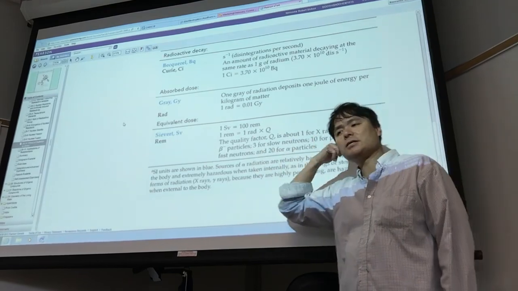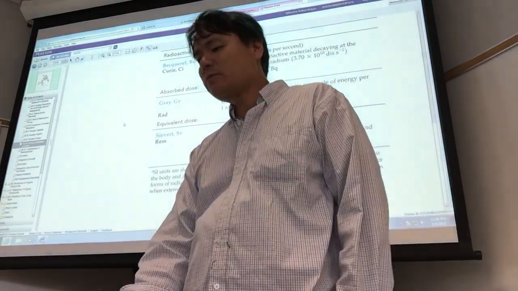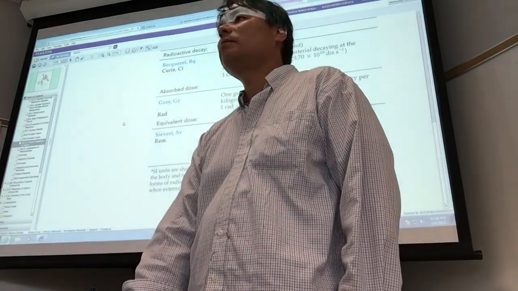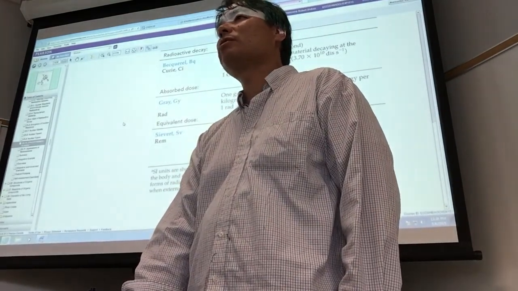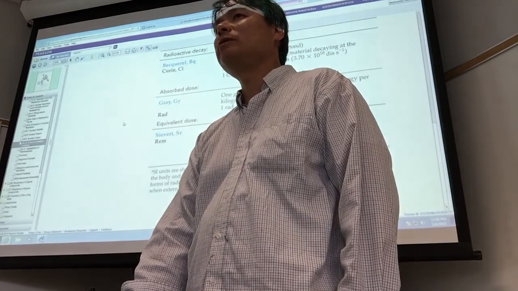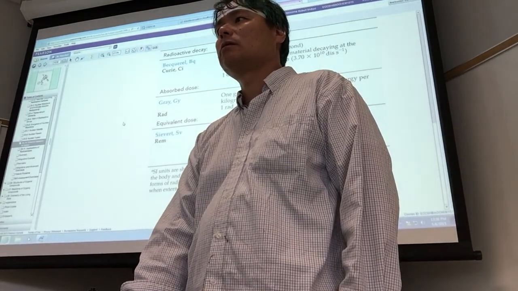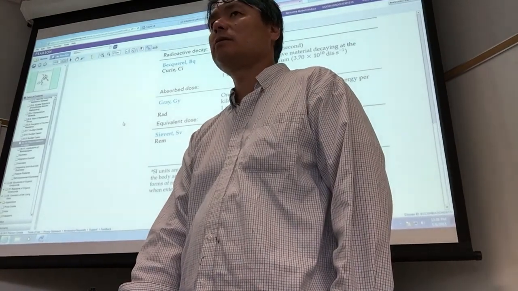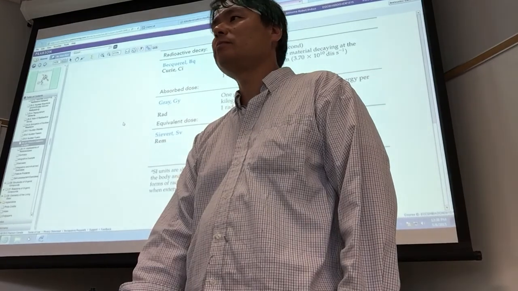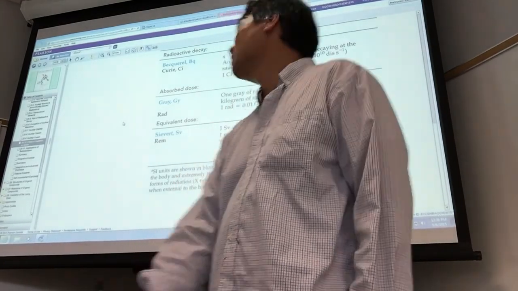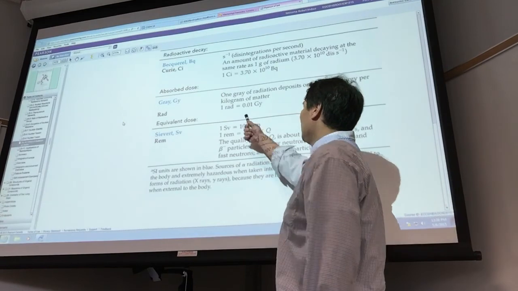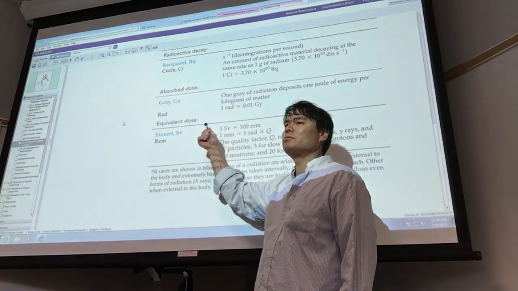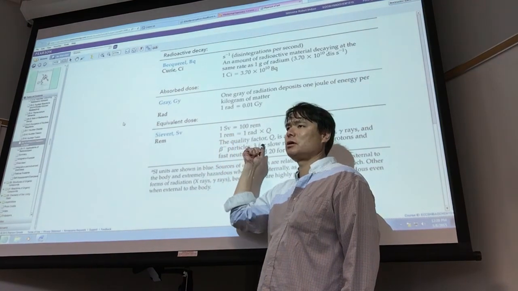And so if somebody's asking you, what would you rather be exposed to, 1,000 rad of neutrons or 1,000 rad of gamma rays, what would you pick? I'd pick 1,000 rad of gamma rays, because 1,000 rad of gamma rays should be less damaging. And 1,000 rad of gamma rays will have a lower REM or lower sievert than 1,000 rad of neutrons.